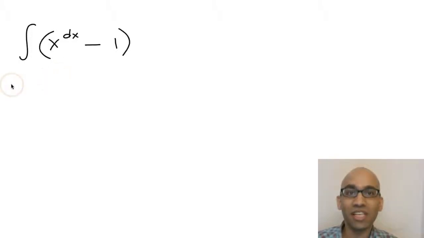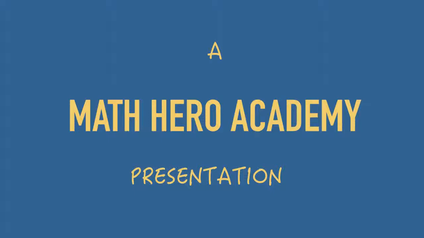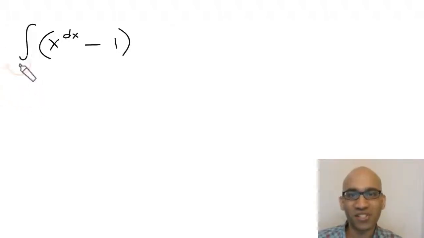Pause the video to see if you can solve this expression. It is the integral of x raised to dx, and then you subtract a 1 from it, and then you integrate it. There's no dx really over here. Hopefully you got some traction into this. This looks like a meaningless problem.